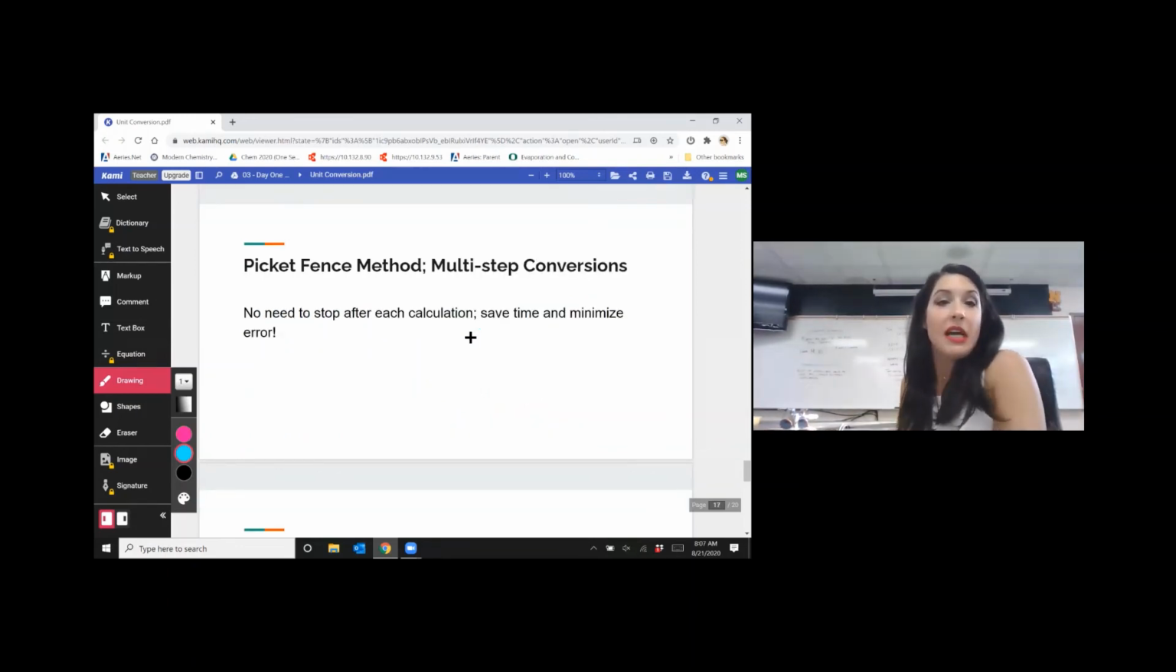So in this method, as I said, there's no need to stop after each calculation. We're going to do a couple of multi-step conversions, and instead of doing one picket fence and a second picket fence, we're just going to make a longer fence to solve for the unit that we're trying to get. So let's take a look.